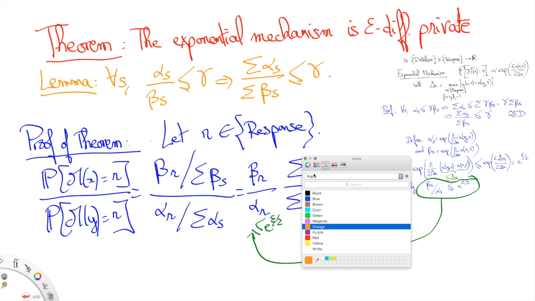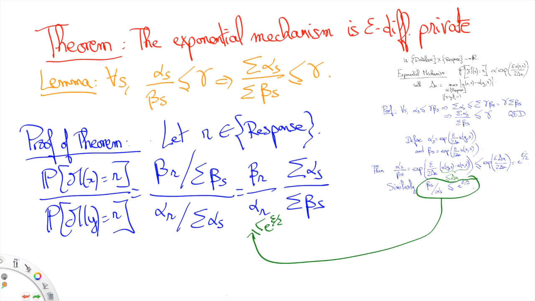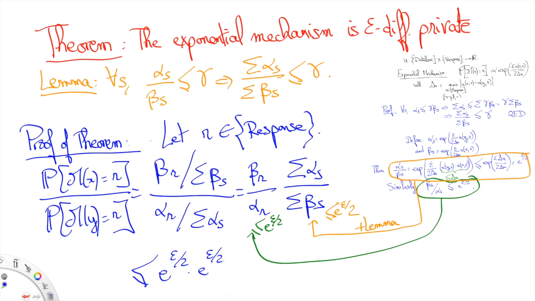And by using the other first bound we got earlier and the lemma that we've proved, we know that the second term, the ratio of the sums, is also at most e to the epsilon divided by 2. If we combine it all, we obtain an upper bound of e to the epsilon divided by 2 times e to the epsilon divided by 2. This is e to the epsilon. QED.